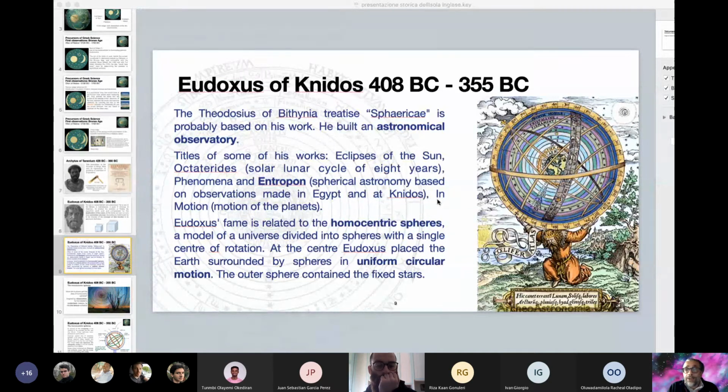And very important, in motion, or motion of planets. And I would be ready to pay even 1 million euros to have in my hands this last book, because probably this is the beginning of modern mechanics. Okay.